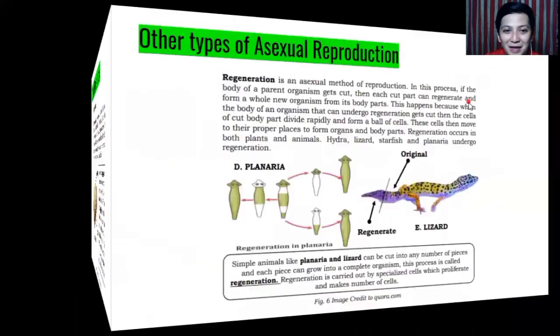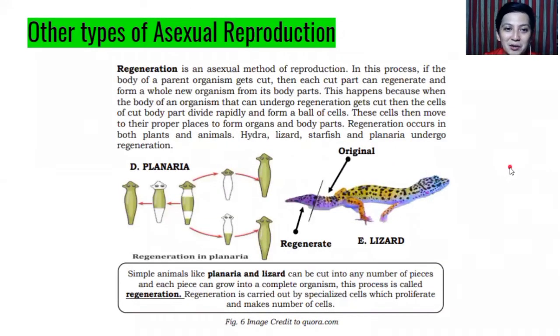Okay, so next type is all about regeneration. So regeneration is an asexual method of reproduction. In this process, if the body of a parent organism gets cut, then each cut part can regenerate and form a whole new organism. So buo siya mismo. The whole new organism is formed from its body parts.